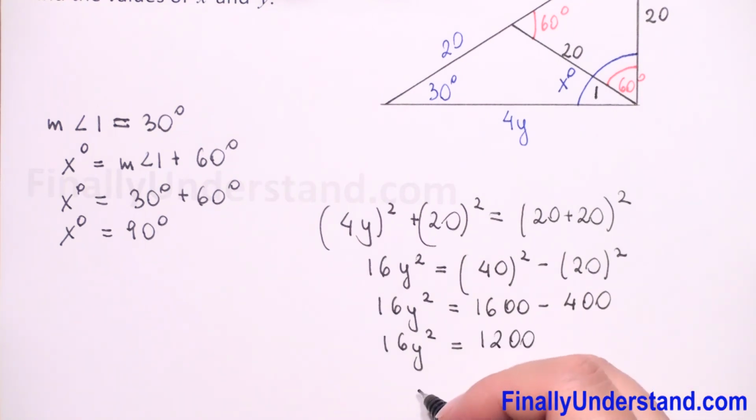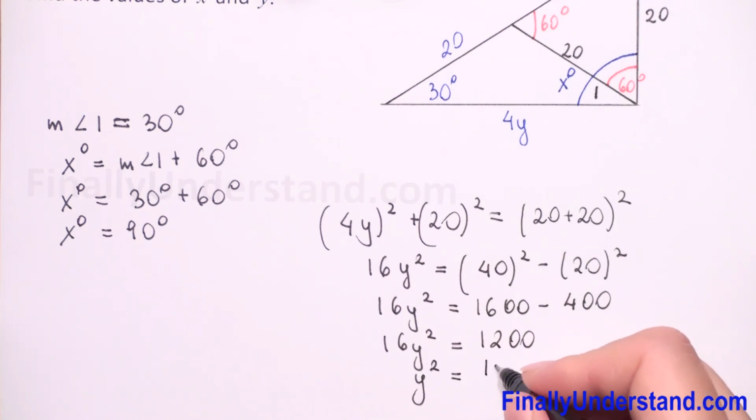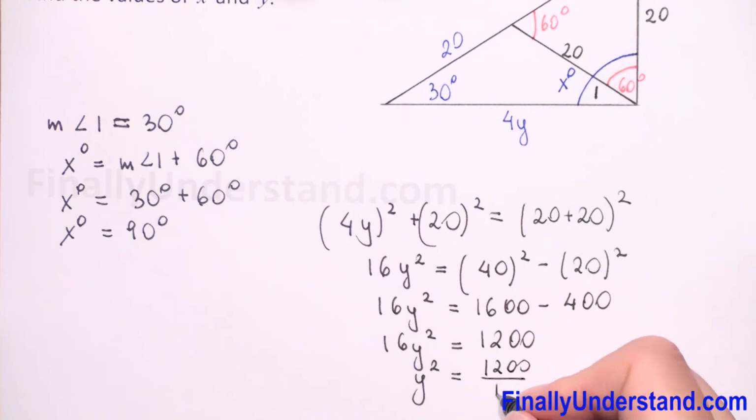So we have that 16y squared is equal to 1200. So now we have to divide both sides by 16. So we have y squared is equal to 1200 divided by 16. This is 75. So y is equal to plus or minus the square root of 75. So this is approximately plus or minus 8.7.